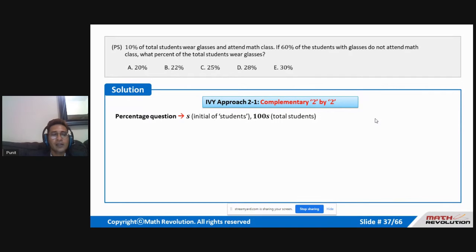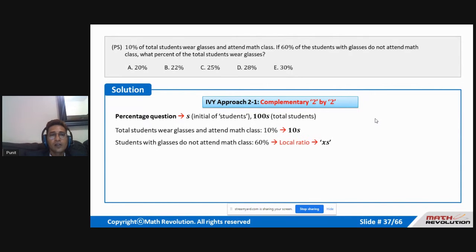So let's take it as S. So we have the total students as 100S. Now the total students are 100S. Total students who wear glasses and attend math class are 10%. So that becomes 10S. Students with glasses who do not attend math class are 60%. So that's a local ratio again, XS.